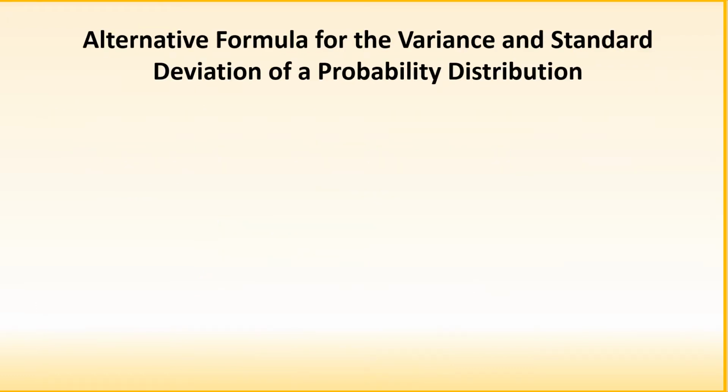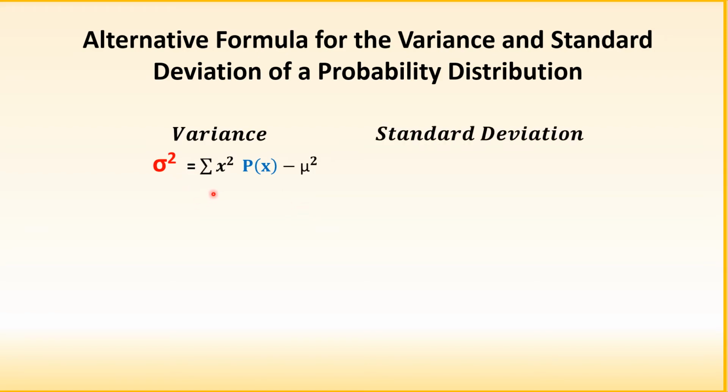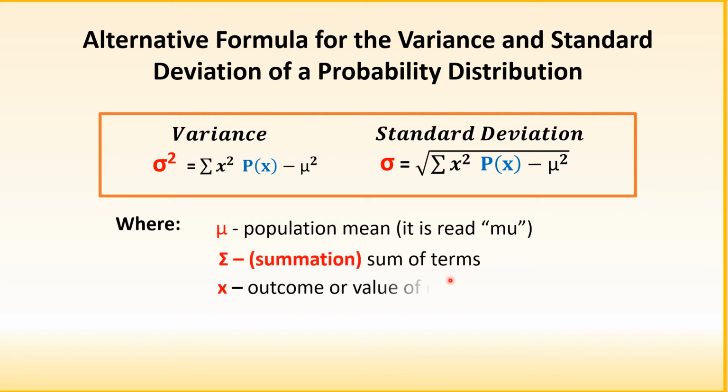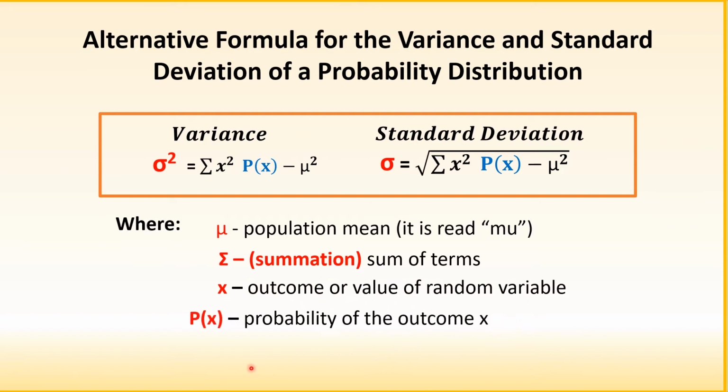And we have here the alternative formula for the variance and standard deviation of probability distribution. Ito ay mas maikli kaysa sa nauna na binigay nating formula. And this is the formula for the variance. And for the standard deviation, this one, wherein this symbol is the population mean. So, we read this as mu. And this symbol, summation, sum of terms. Small letter x, outcome or value of random variable. And px is the probability of the outcome x.